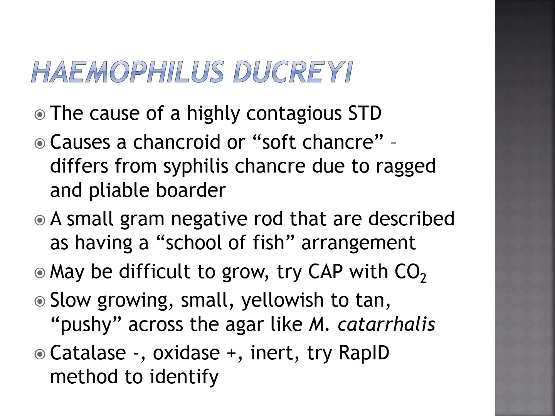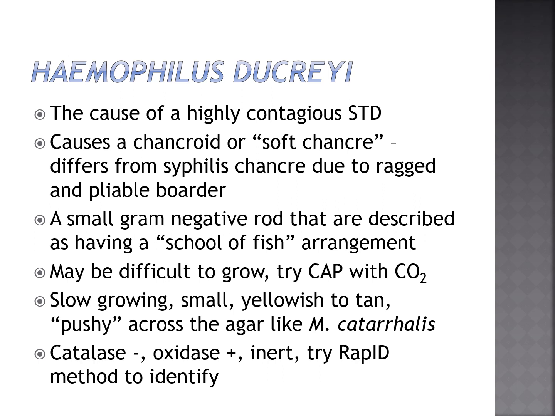Haemophilus ducreyi is a small gram-negative rod that is described as having a school of fish arrangement. It is a very fastidious organism and may be difficult to grow, but you can grow it on chocolate agar with a little CO2. It is slow-growing, small, yellowish to tan. You can push it across the agar, very similar to how you can push Moraxella catarrhalis around the agar.